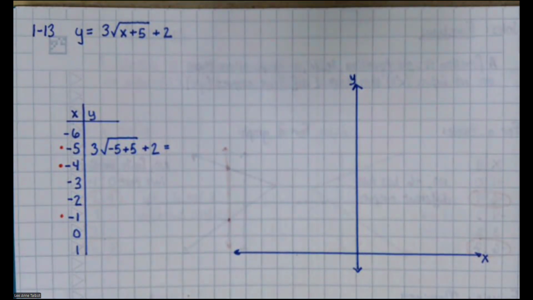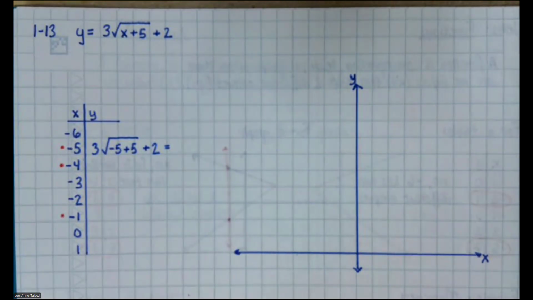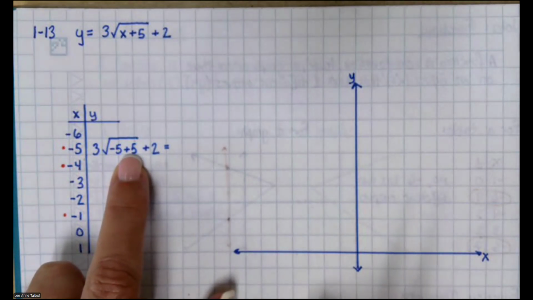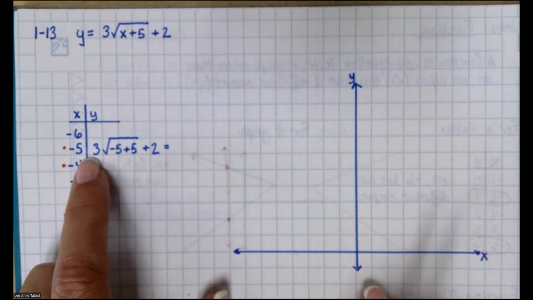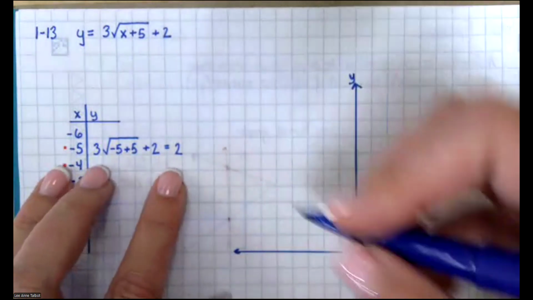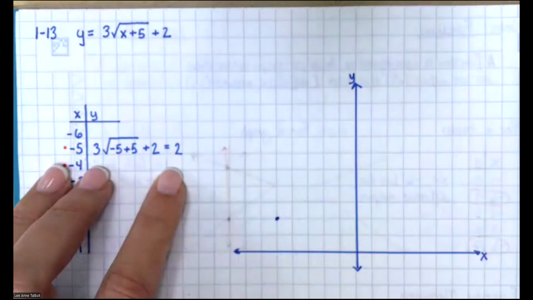Okay, do you guys all see what I did? I took -5 and I plugged it in for X right there. Everybody good? Yes. You're good? Okay. All right, so -5 plus 5 is 0. What's the square root of 0? 0. What's 0 times 3? 0. Plus 2? 2. Okay, so this is the coordinate -5, 2, which is right here.